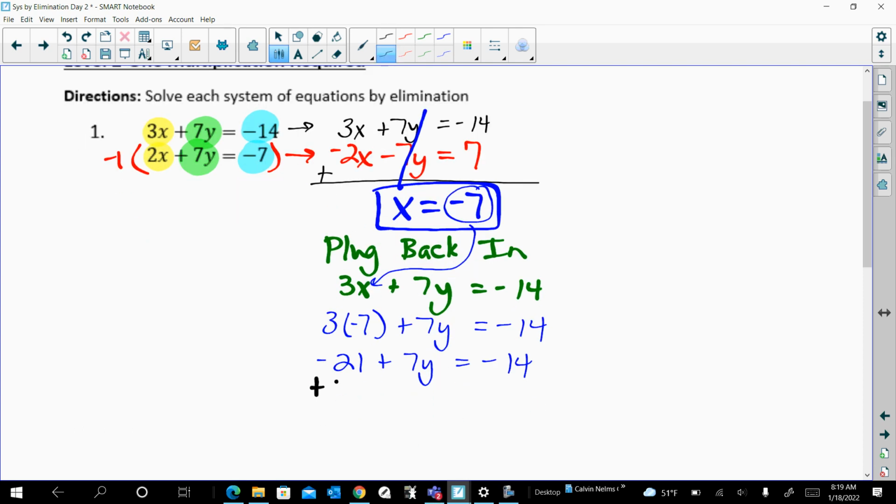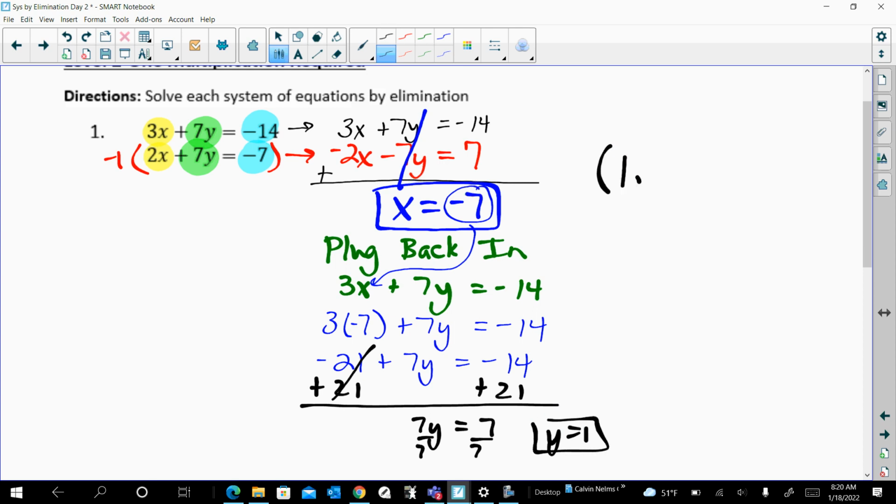You add the 21 to both sides. What are we going to get here? 7y equals 7. So what's our y? Y is 1. Because if you divide everything by 7, y equals 1. So our answer is 1 comma negative 7. Oh yeah, sorry. Negative 7 comma 1. You're right.